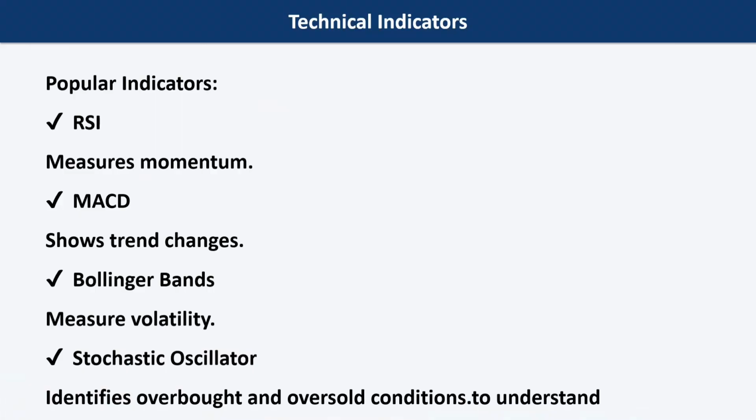Charts alone provide a lot of information. However, traders also use mathematical tools called technical indicators. So these indicators help confirm whether the market is strong or weak. To know whether the market is strong or weak, we use technical indicators.